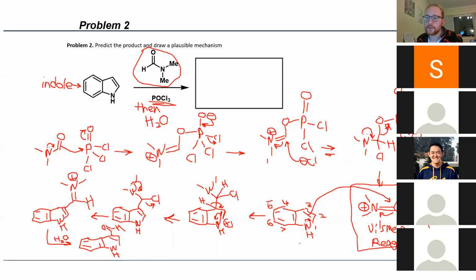That gives us what is known as our Wheland intermediate. So these are resonance stabilized carbocations, or resonance stabilized cations. This is a Wheland intermediate. And then a loss of a proton restores aromaticity. And we've completed our electrophilic aromatic substitution. Are there any questions on this problem?